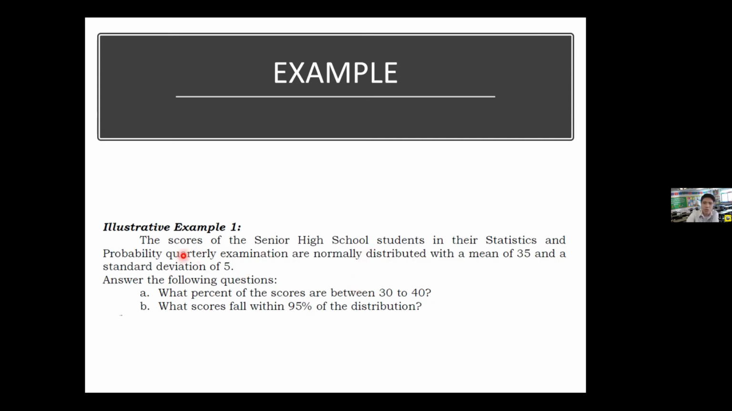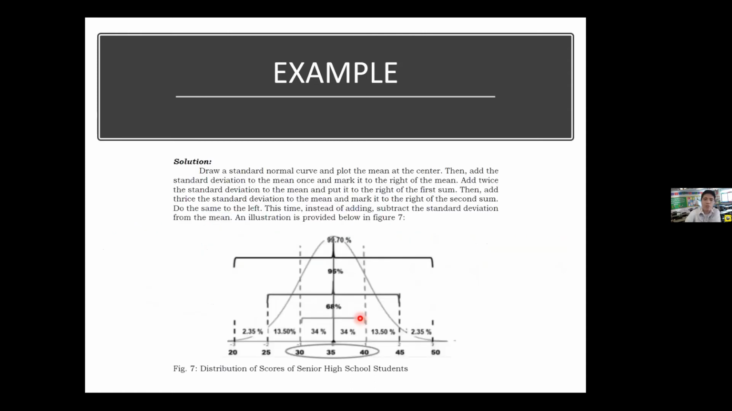So example 1. The score of the senior high school students in statistics and probability quarterly examination are normally distributed with the mean of 35 and standard deviation of 5. So the following questions are, what percent of scores are between 30 to 40? And what scores fall within 95% of the distribution? So para mas ma-visualize ang problem, mo ni ang sketch niya.